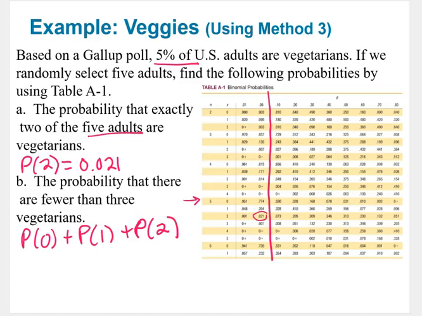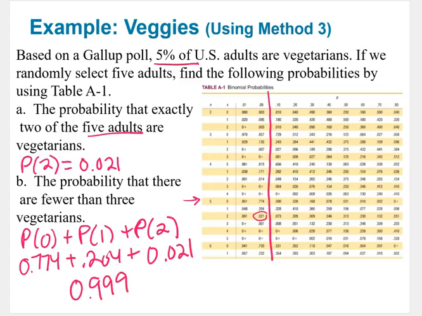So all you'd have to do is just go to the chart and add up your 3 numbers. So probability of 0 is 0.774 plus probability of 1 would be 0.204 plus the probability of 2, which we just talked about. Add those all together and you get 0.999. So you almost have 100% chance that fewer than 3 are going to be vegetarians. Almost 100%. Pretty close.